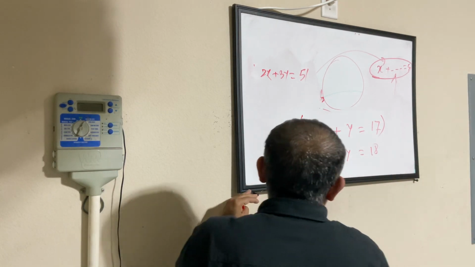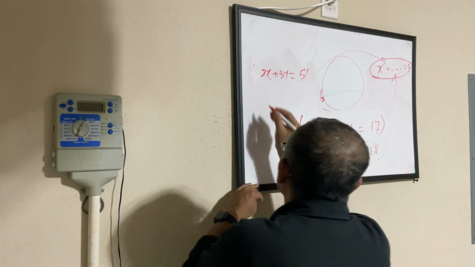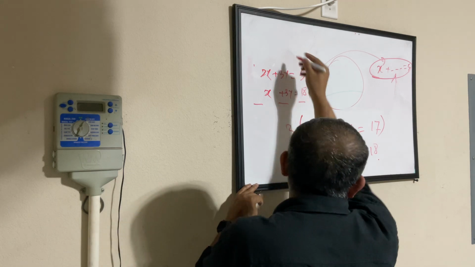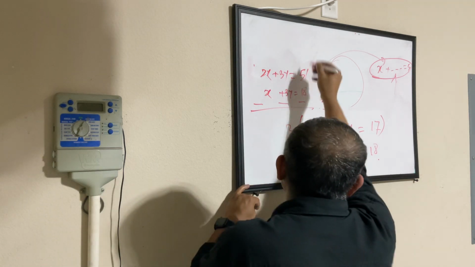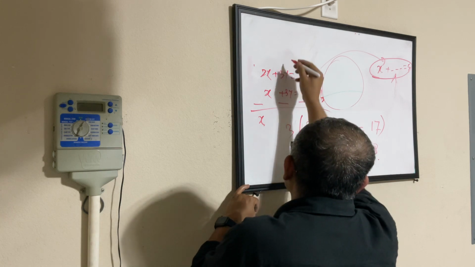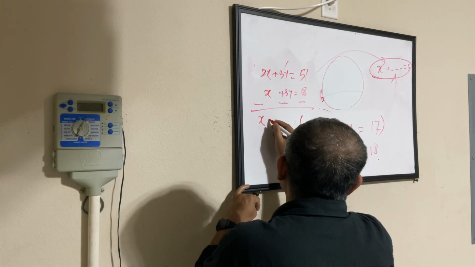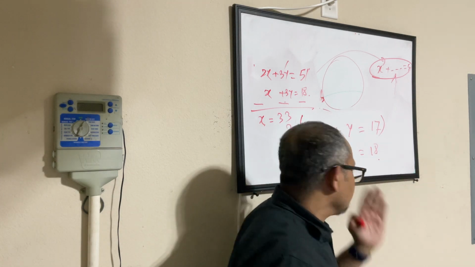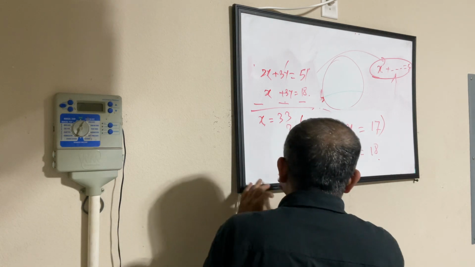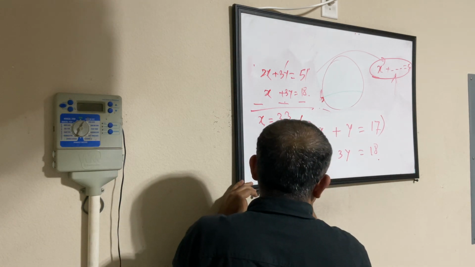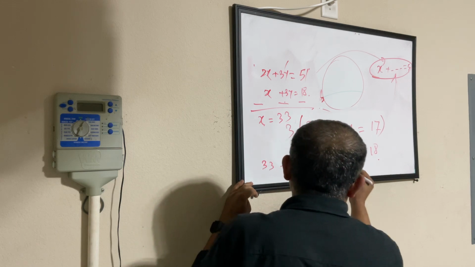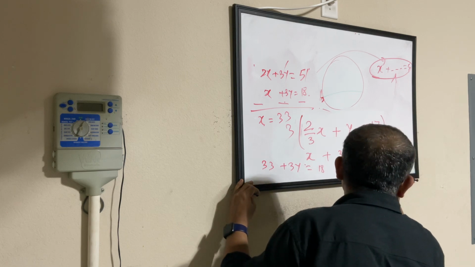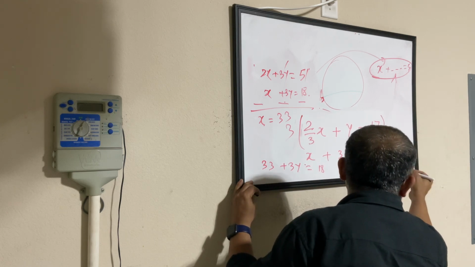Okay. So I have this, and now I have x plus 3y equal to 18. So let's write x plus 3y equal to 18, and I subtract this equation from the above one. What happens? 2x minus x is x, plus 3y minus 3y becomes 0, equal to 51 minus 18, 33. X is 33, I will put it here. X is 33 plus 3y equal to 18. 3y equal to 18 minus 33, which is minus 15. Y equals minus 15 by 3, minus 5.